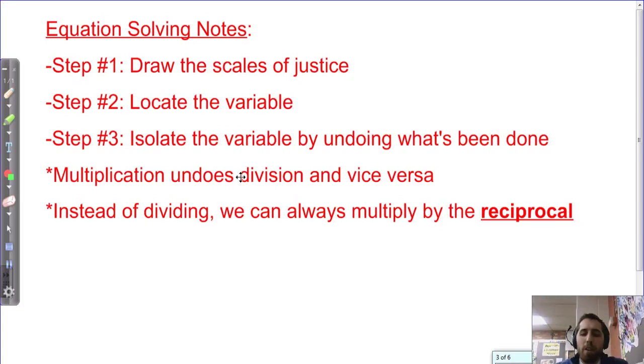The last note I really want you to take down and make sure you understand is that instead of dividing, you can always multiply by the reciprocal. I want to see what that looks like. If we're multiplying and we say 3x, let's say 3x is equal to 9.